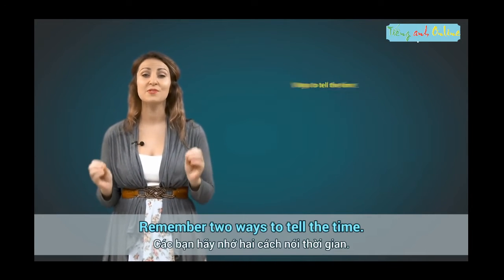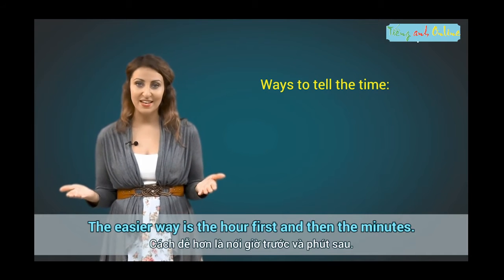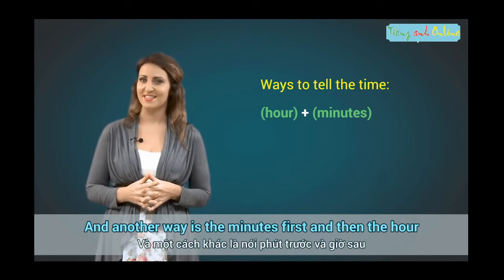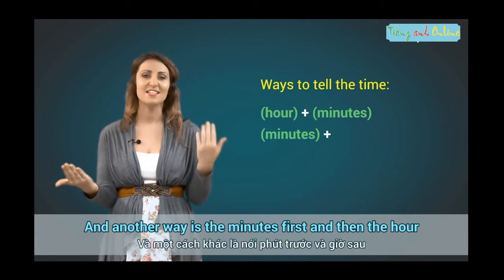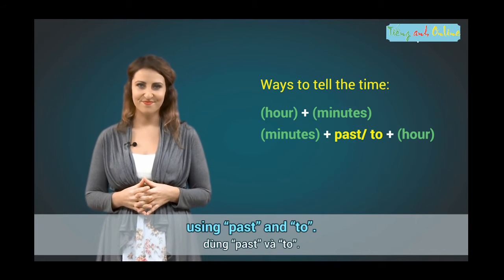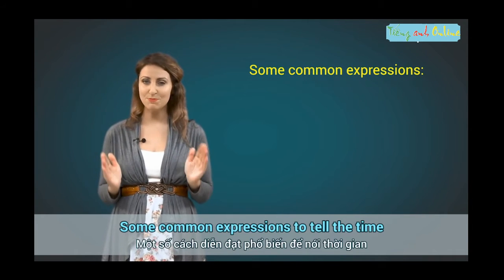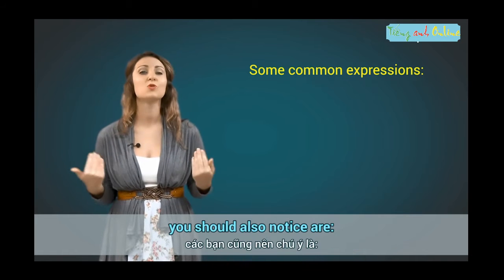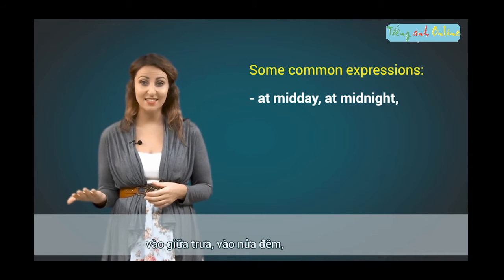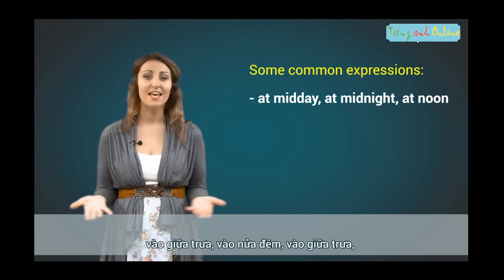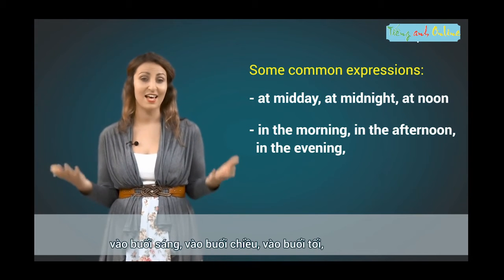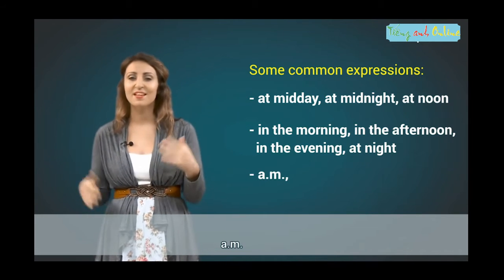Remember two ways to tell the time. The easier way is the hour first and then the minutes. Another way is the minutes first and then the hour, using "past" and "to." Some common expressions to tell the time you should also notice are at midday, at midnight, at noon, in the morning, in the afternoon, in the evening, at night, AM and PM.